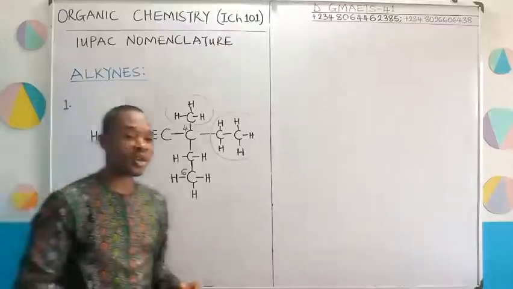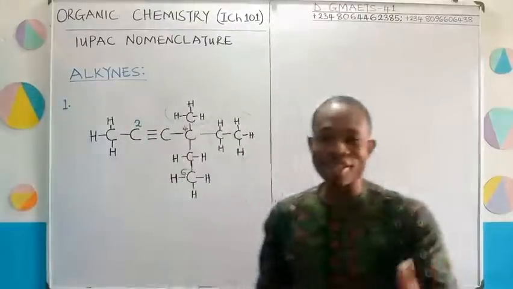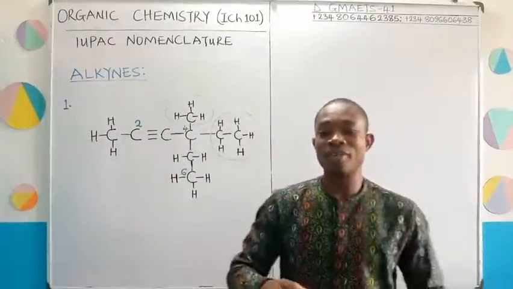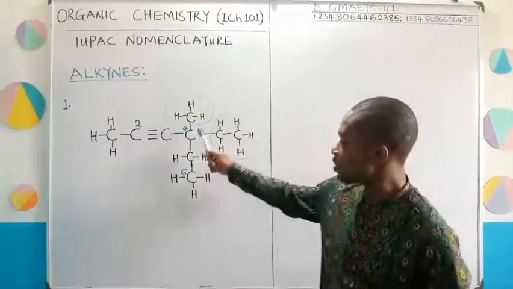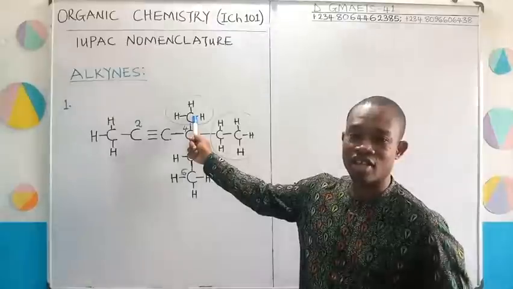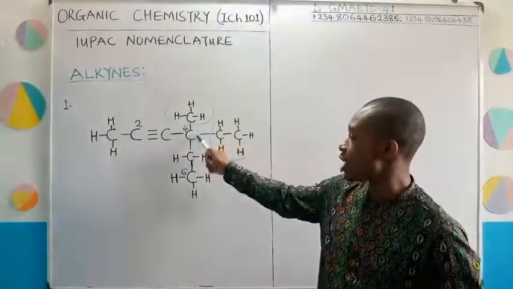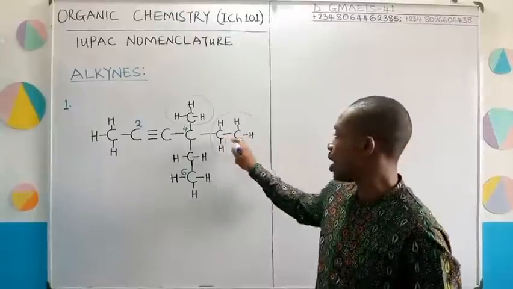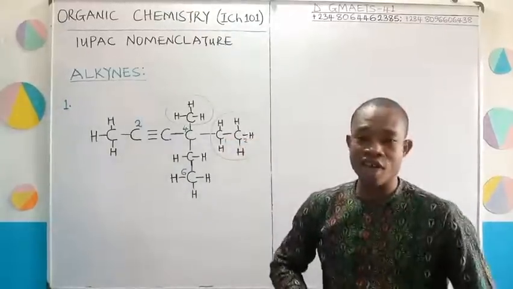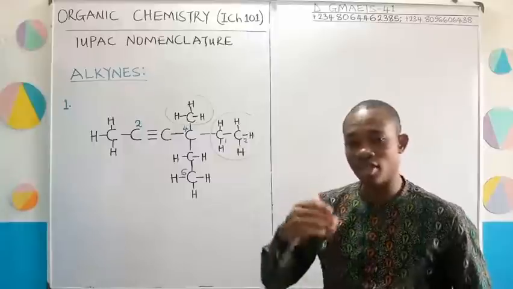But of course, before we talk about the parent name, you know that we need to identify the attachments and mention them. Here, on the 4th carbon atom, we have this methyl attachment. On that same fourth carbon atom, we have this ethyl attachment. Remember, this is 1 and what? 2. So 2 carbon atoms as an attachment is ethyl.